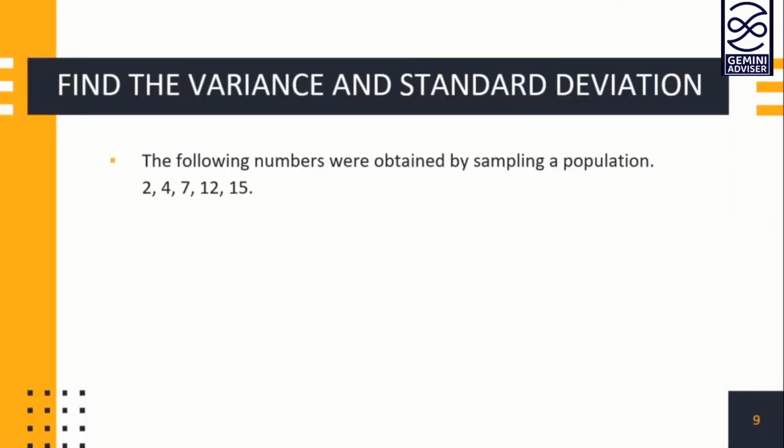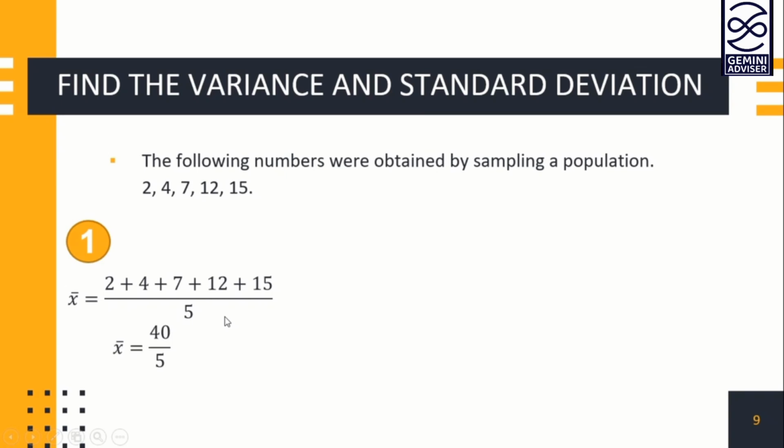The following numbers were obtained by sampling a population: 2, 4, 7, 12, and 15. First, find the mean of the given data set. How do we get the mean? Add the given data set and divide by the number of data values. So 2 plus 4 plus 7 plus 12 plus 15 is 40, divided by 5. 40 divided by 5 is 8. That means the value of our mean is 8.